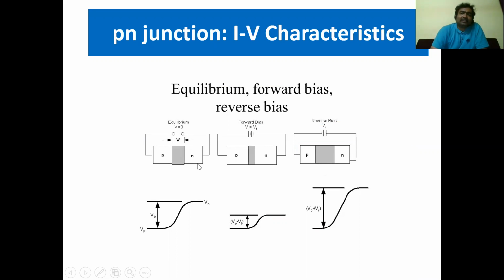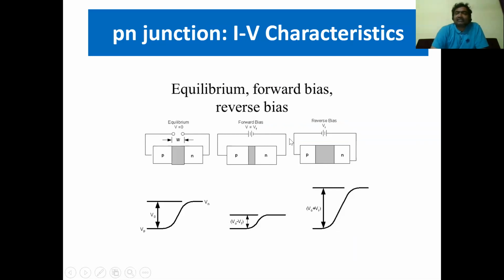When P region and N region are not connected to any external voltage source, this condition is called as unbiased condition. When P region is connected to battery positive terminal, N region is connected to battery negative terminal, then this particular situation is called as a forward bias condition.